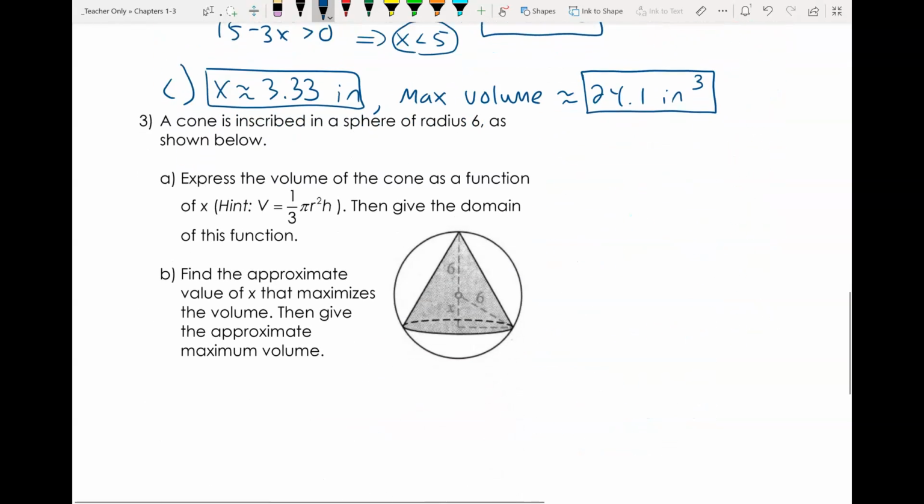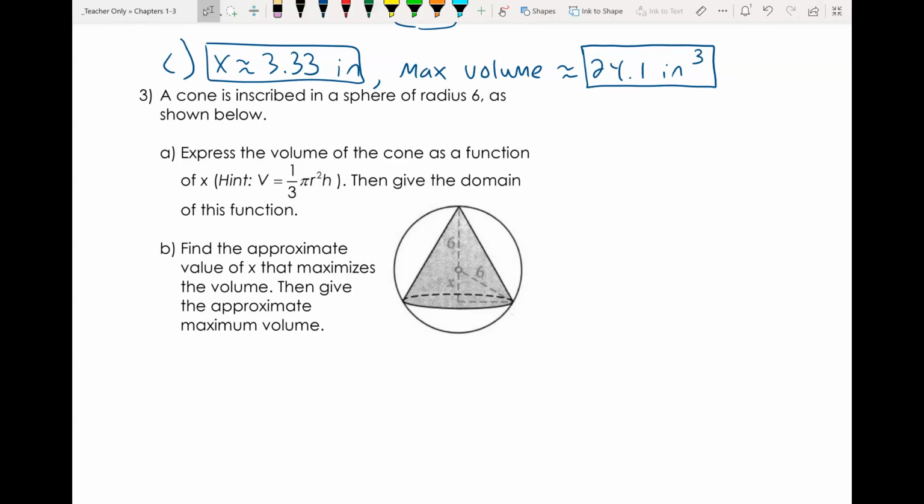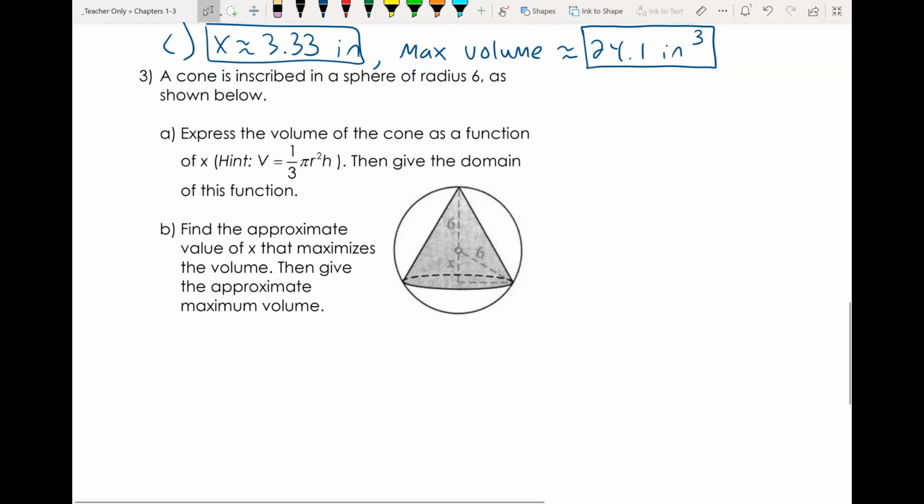For this last problem, another bit of geometry here and there. A cone is inscribed in a sphere of radius 6, as shown below. Express the volume of the cone as a function of x, using 1/3 pi r squared h. Then give the domain of this function. All right, so the big thing here to notice is that the radius of the sphere is not the same as the radius of the cone. Okay, if you look, here's the center of the sphere. This goes to the edge of the sphere, so the radius of the sphere is equal to 6.